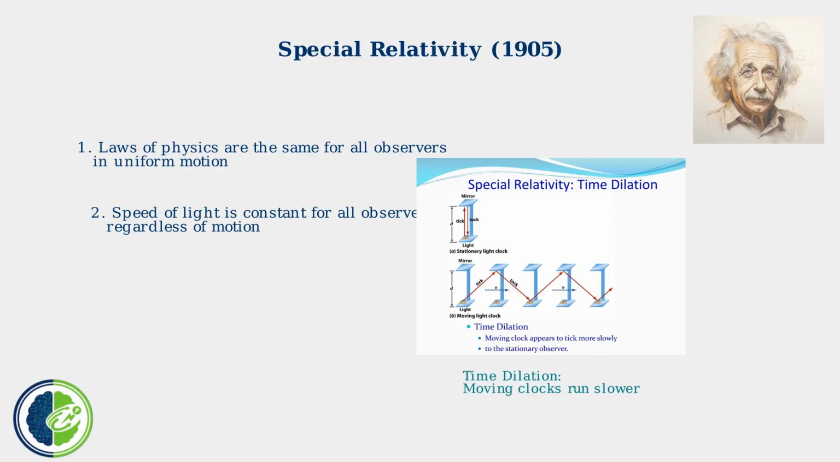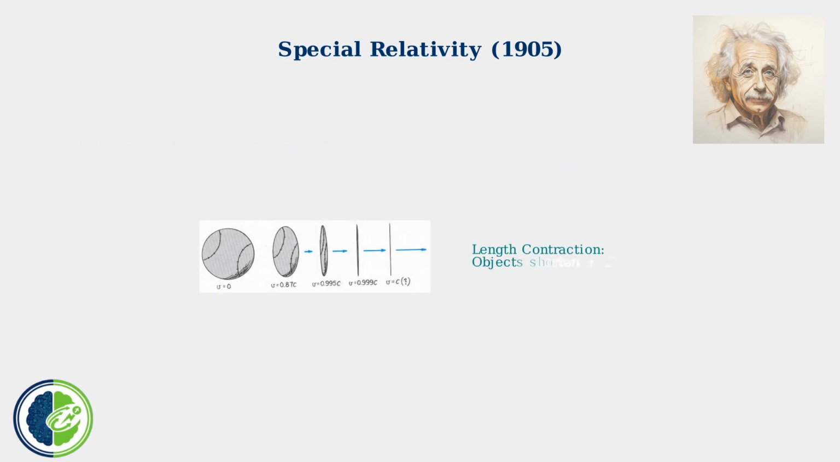One is time dilation. Time actually slows down for objects moving at high speeds relative to an observer. This diagram shows light clocks demonstrating how time passes differently for moving objects. Another consequence is length contraction. Objects actually become shorter in the direction of their motion when moving at high speeds. This effect becomes more pronounced as velocities approach the speed of light.